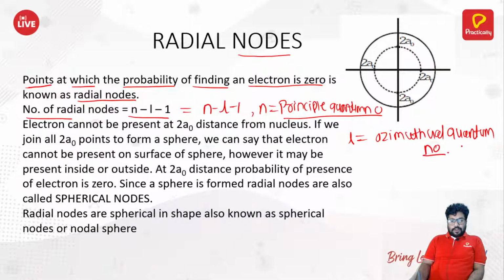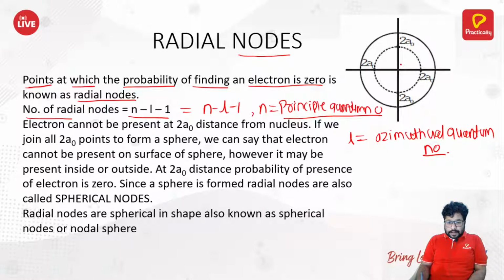Your L is the azimuthal quantum number, and your N is the principal quantum number. So the number of radial nodes shown by any species is equal to N minus L minus 1. We will solve a small question on that, but before moving on, let me tell you something.